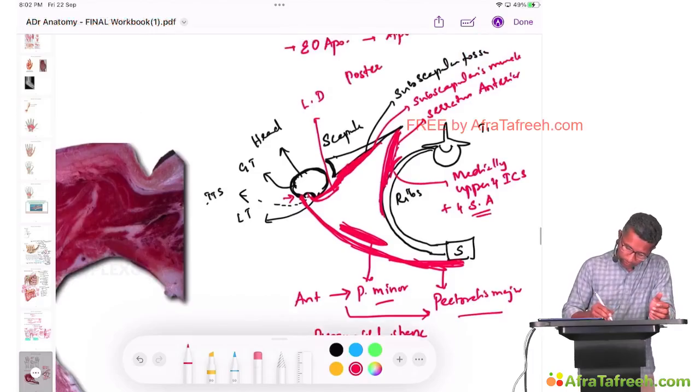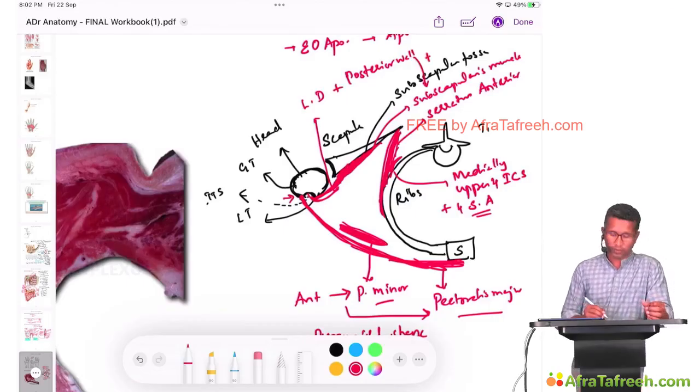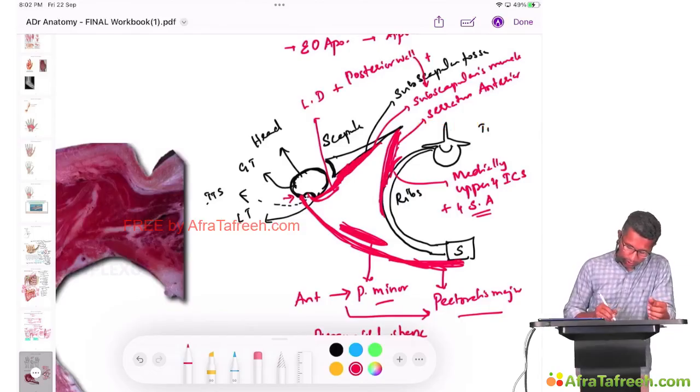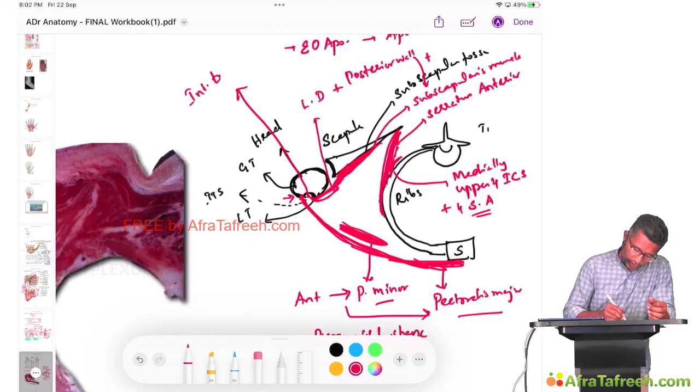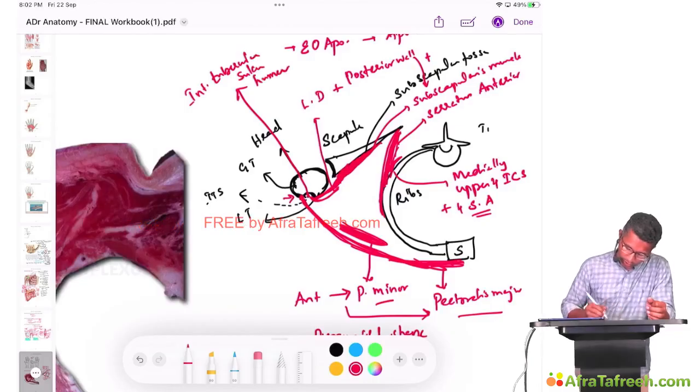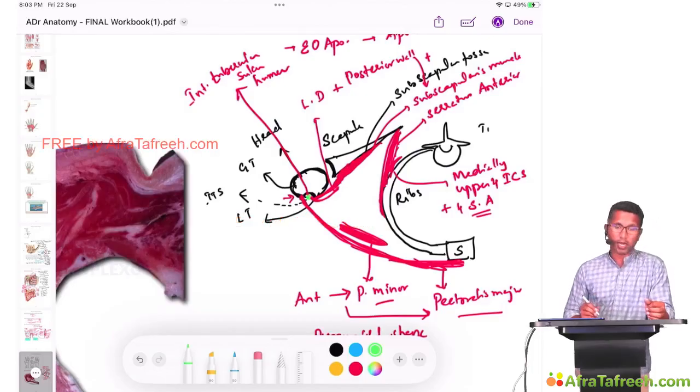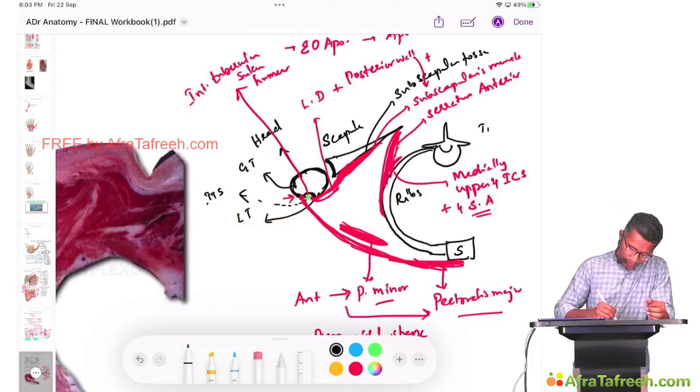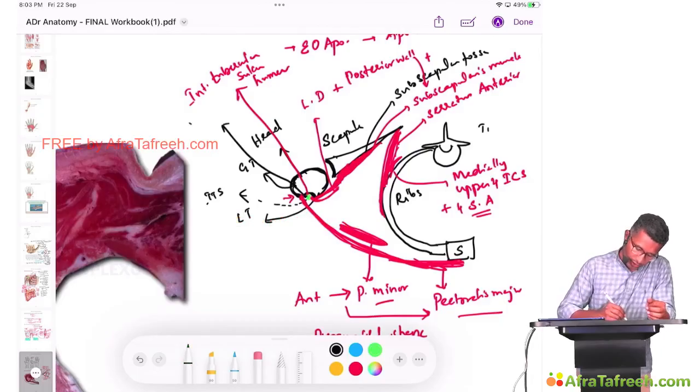The posterior wall is formed by the latissimus dorsi muscle and by the subscapularis muscle. The lateral wall is formed by the intertubercular sulcus of the humerus. In the intertubercular sulcus of the humerus there is a tendon which is running, that also forms a part of the lateral wall, and that structure which is running here is nothing but the long head of biceps, okay.